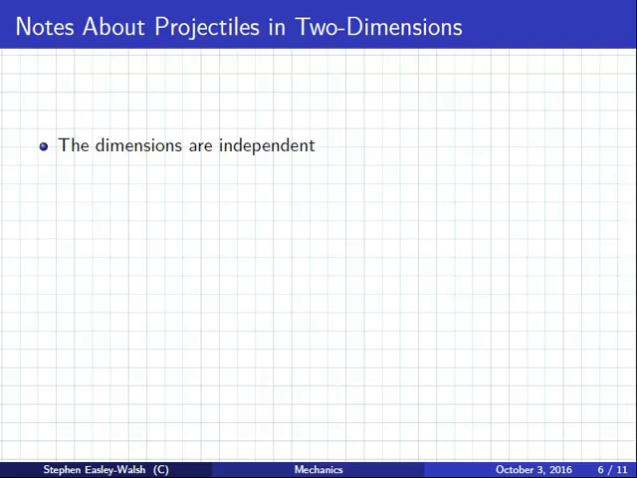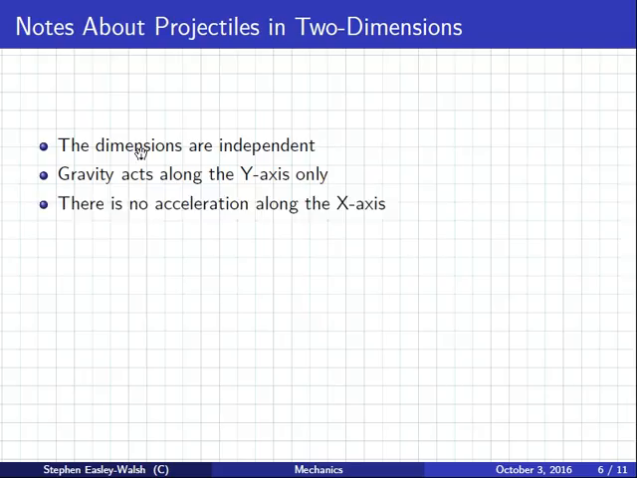Okay, you have that? Next, gravity is only on the y-axis. So gravity goes on the y, nothing on the x. Gravity is only on the y. So if gravity is on the y, it means the force is on the y, which means there's no force on the x, which means there's no acceleration in the x.